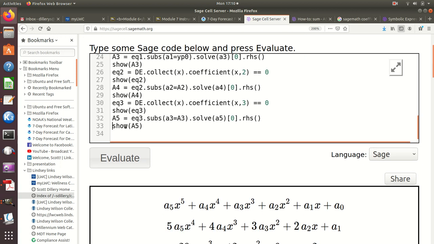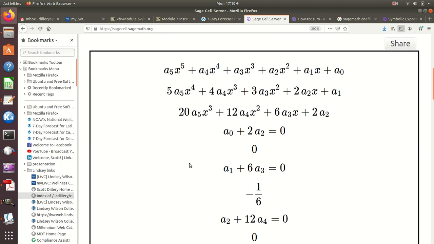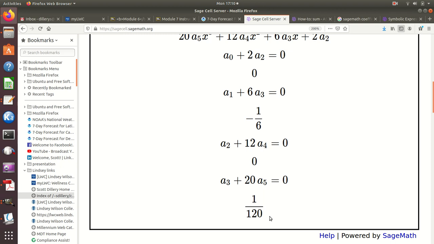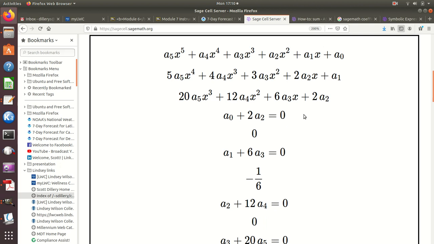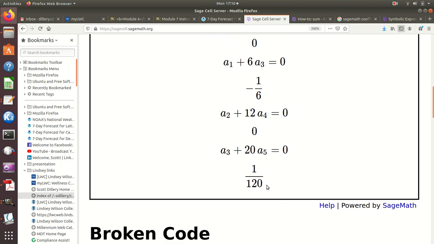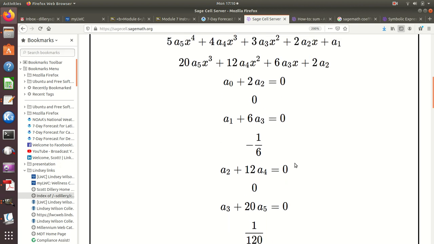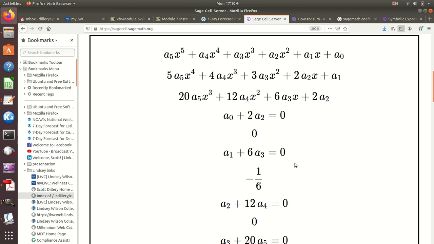And so I show A5, and we get down here, and A5 was 1 over 120, which is what we got before. Again, we know the answer is sine, and we had A1 was 1, A3 was minus 1 over 3 factorial, and A5 was positive 1 over 5 factorial, and that's 120. And so we are getting the same answer we got before, and it is the sine of x if you look at that Taylor series about 0.